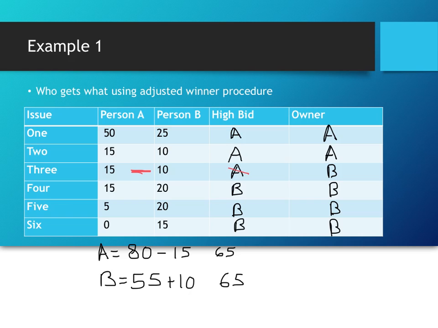Everybody bids. You first start out looking at the highest bid. Look at how much each individual spent. And then once you've done that, you try to, as best you can, balance things out by getting rid of things for A and giving things to B. Obviously, if B had spent 80, you do the reverse. So that's how the adjusted winner procedure works.